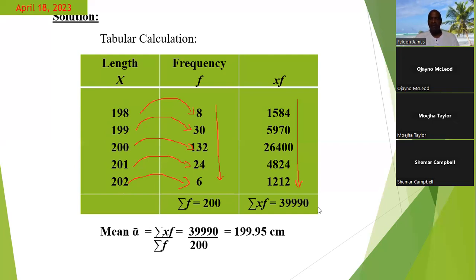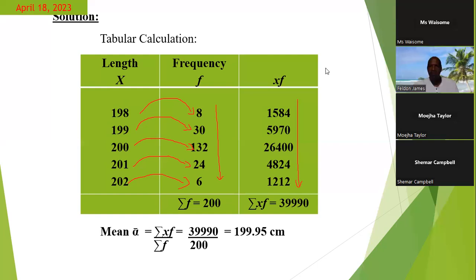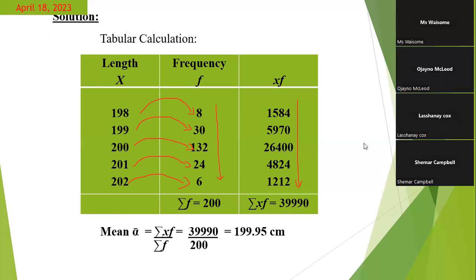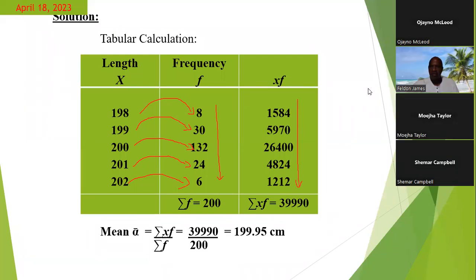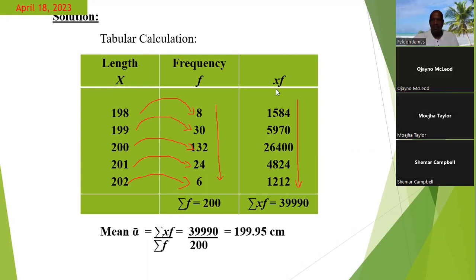All right, let me sit down to those who understand how to do the calculation of the mean using the table based on what I've just explained. All right, so very good. It's good to see that everybody has been paying attention.